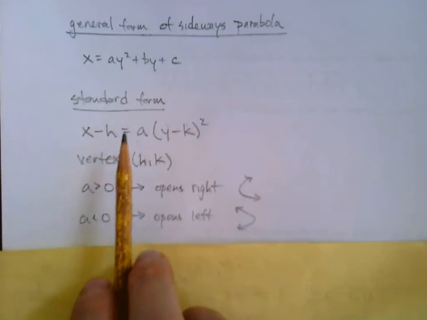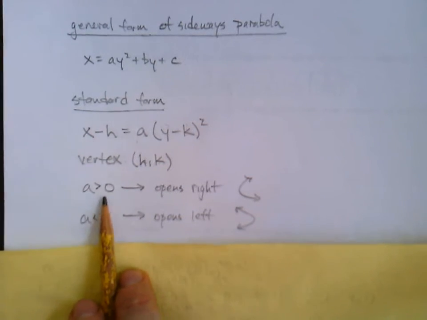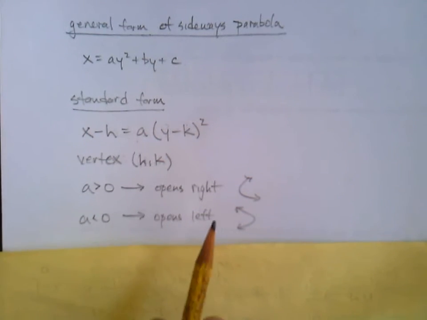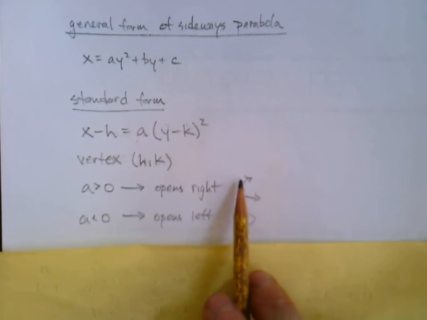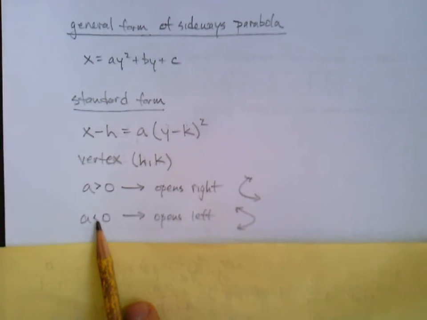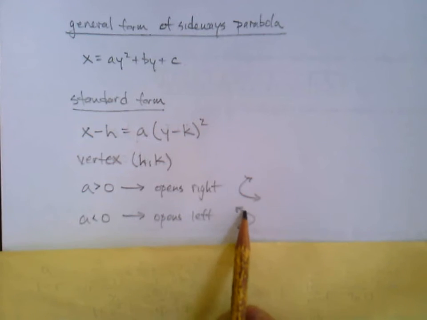Well, it's still all about that value a, but this time if a is positive, that means it opens in the positive x direction. It opens to the right. It's opening up towards the positive values of x. If a is negative, it opens towards the negative values of x, to the left. It's like that. Again, we're not constrained with functions anymore.